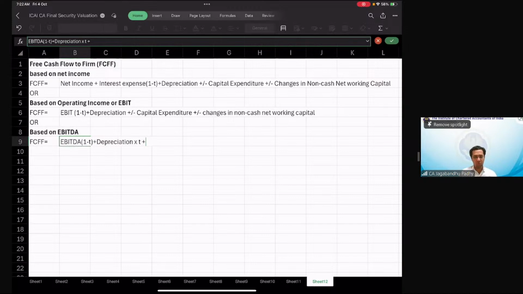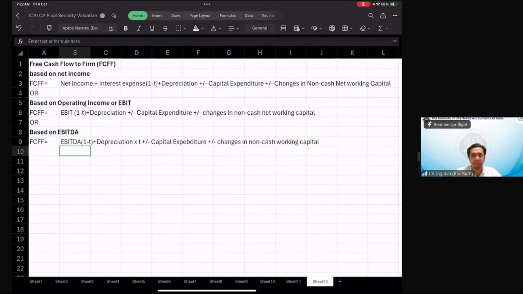Now, of course, the other part remains the same, which is plus or minus capital expenditure, right? And then plus or minus changes in non-cash working capital. Correct? So we can calculate this FCFF using these three approaches.